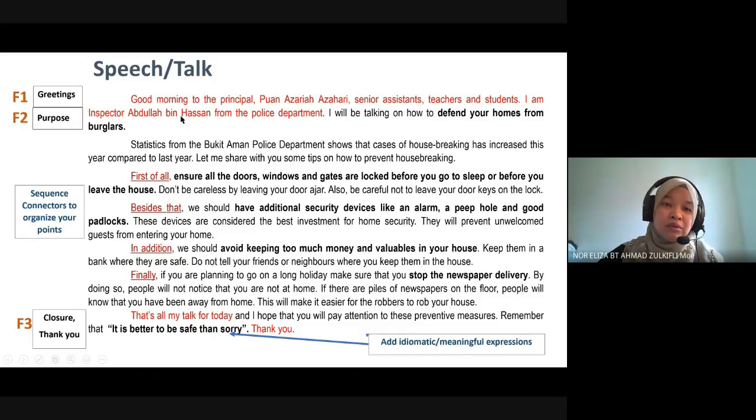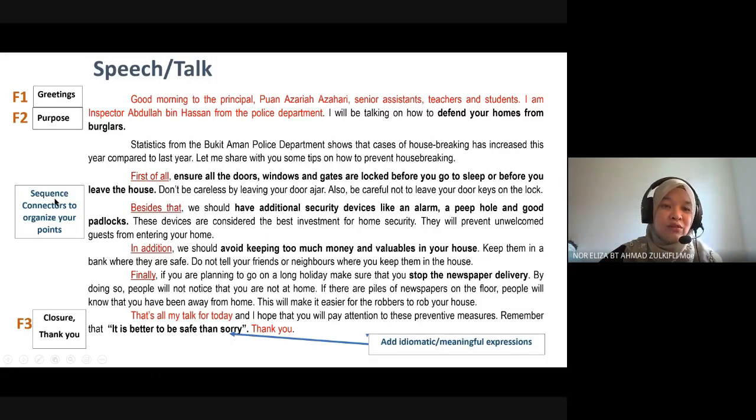I am Inspector Abdullah bin Hassan. I will be talking on how to defend your homes from burglars. So you see, the purpose is mentioned right at the very first paragraph. So the greeting as well as the purpose, and then you continue with your points in the other paragraphs.